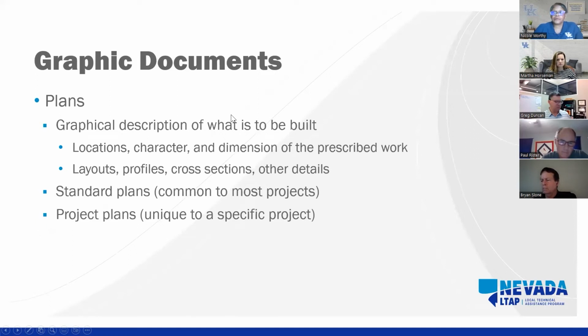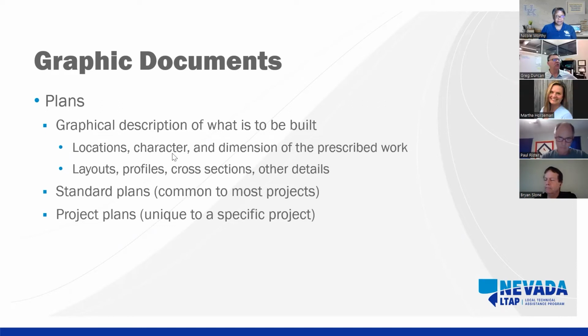So those are legal documents. The graphic documents that are provided in that contract include the plans. This is a graphical description of what's to be built with the location, character, dimensions, layouts, profiles, cross sections. It's been built based on a survey of the existing land contours and is intended to be built according to those land contours as well. You also have some standard plans that may be brought into the project through notes or something like that. And then project plans are unique to that specific project.